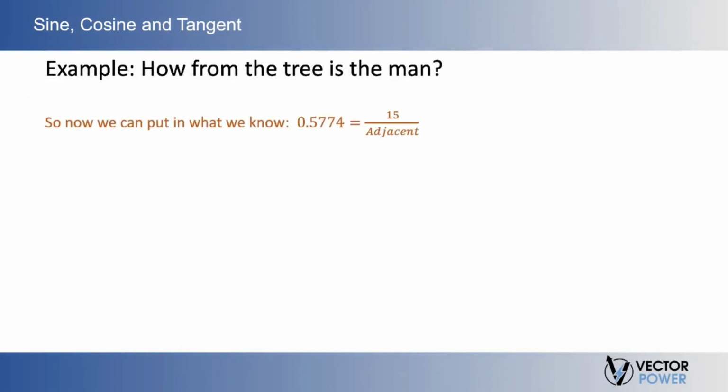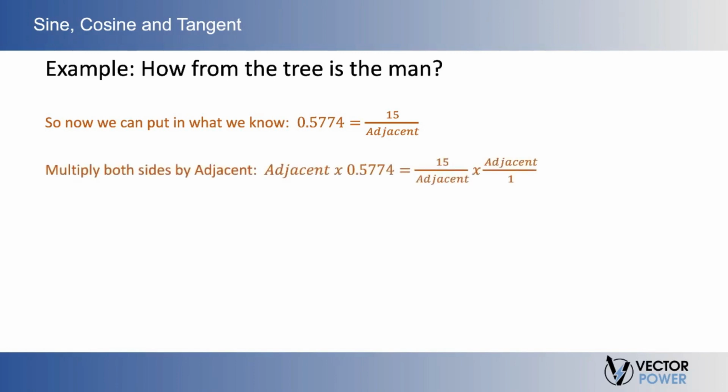All right, so we can now put in what we know. 0.5774 would equal 15 divided by the adjacent. Now again, we can go ahead and multiply both sides by the adjacent, and that would allow us to simplify down to the adjacent times 0.5774 would equal 15.